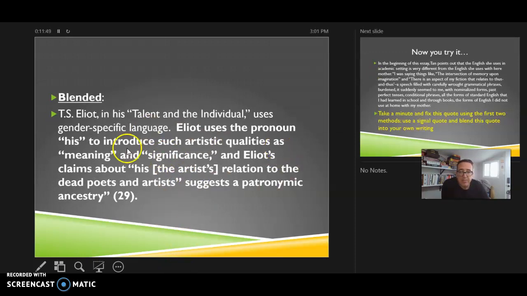I can blend it. T.S. Eliot, in his Tradition and the Individual Talent, uses gender-specific language. Eliot uses the pronoun "his" to introduce such artistic qualities as meaning and significance, and Eliot's claims about his, the artist's, relation to the dead poets and artists suggest a patronymic ancestry. Right? So I've gone ahead and blended my analysis of the text into my own writing. This is a hard skill to pick up. It's not something that comes automatically, right? This is why I'm saying this is the gold standard you want to practice and work towards.